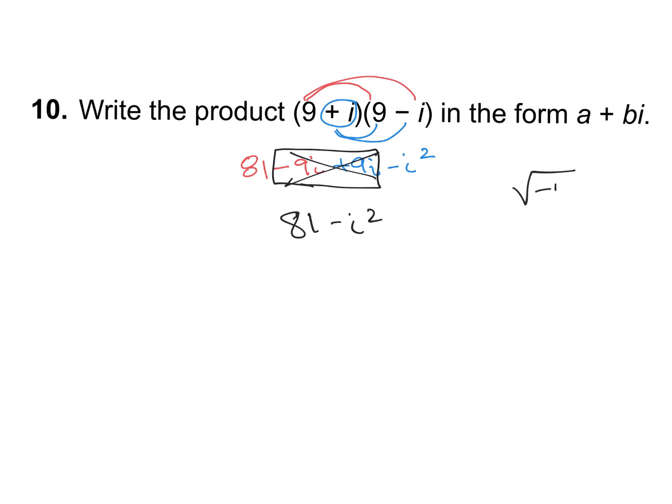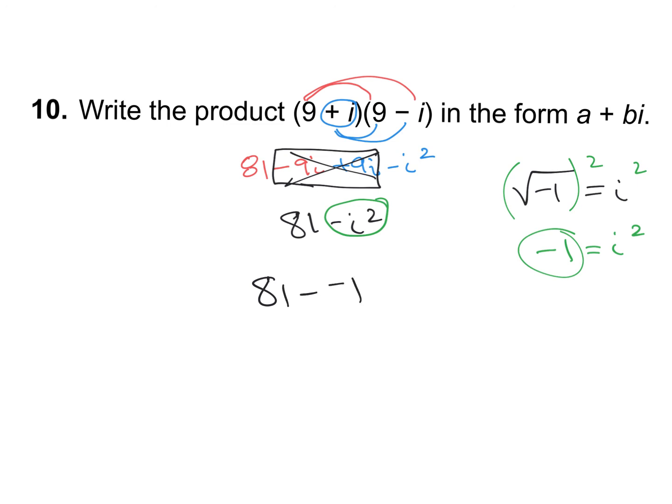Well, remember, the square root of -1 is i, which means that if I were to go and square both sides, I would get -1 is equal to i squared. So that means I can substitute this i squared with this -1. So I end up with 81 minus, let's write that again, 81 minus a -1. Well, a negative and a negative, they make a positive. So I get 82 is my answer.